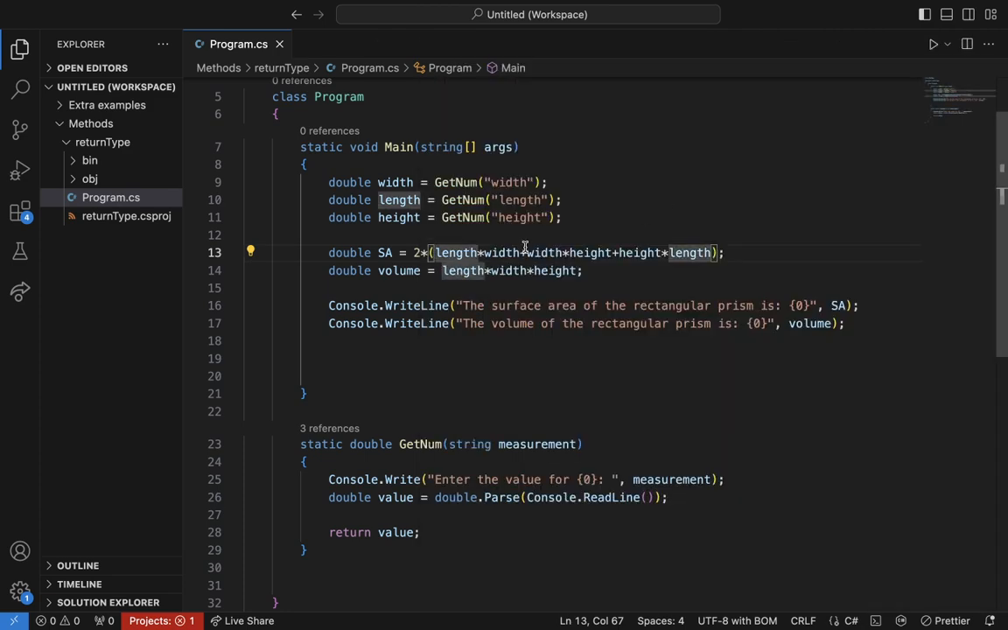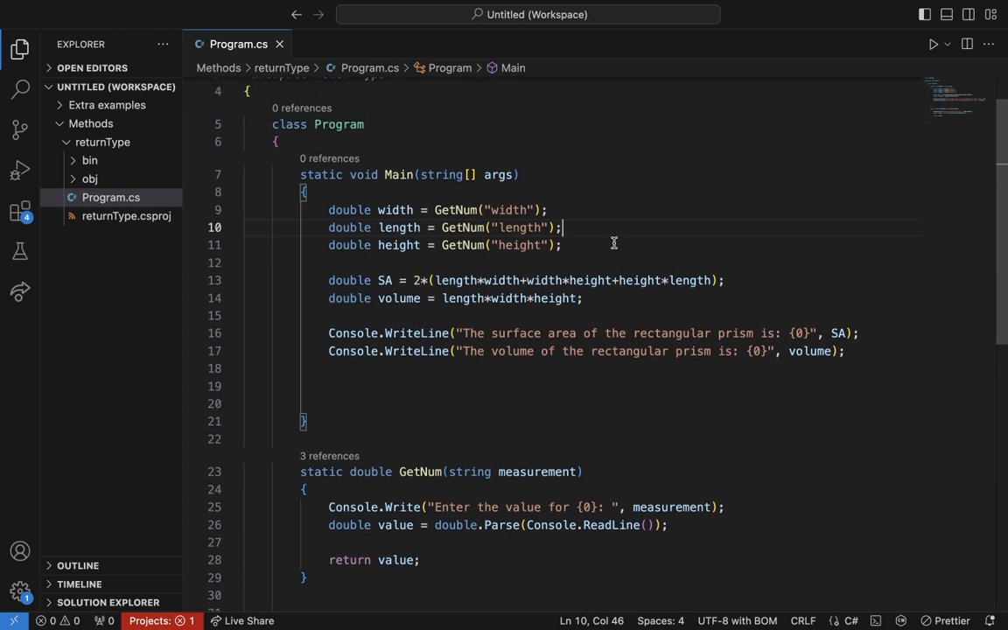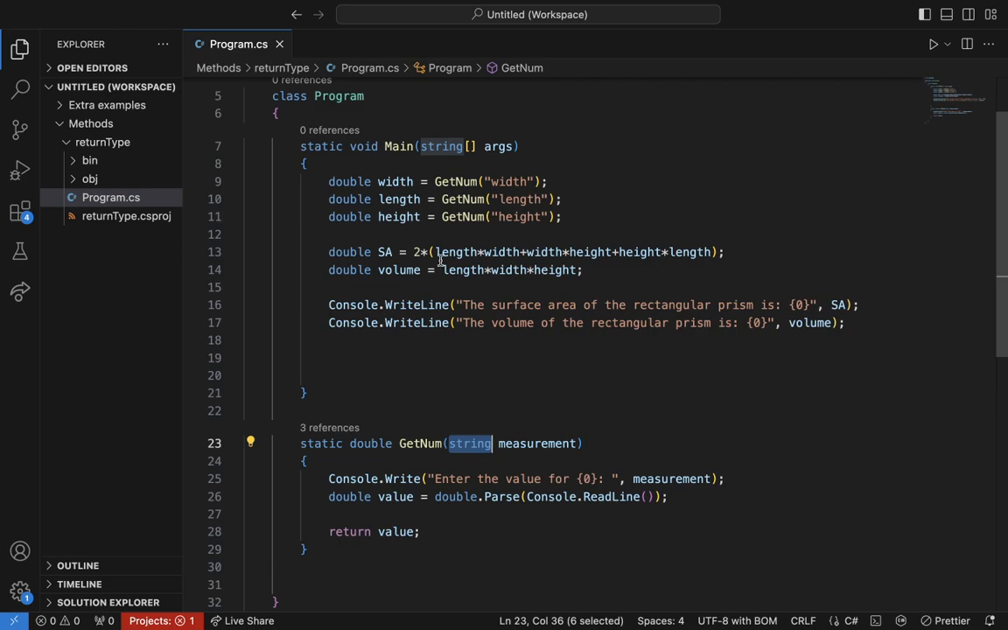So that is all the code we needed for question 1 of the exam, and we used a method and the basics that we learned for the method to actually solve the whole problem.